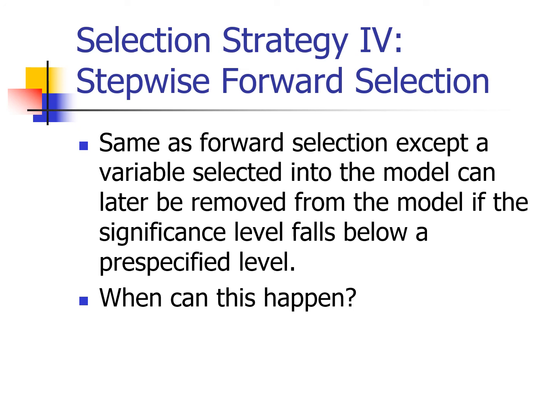And then finally, our step 4, the stepwise forward selection. It works the same as forward selection, except a variable selected into the model can later be removed if its significance level falls below a pre-specified level. When would that happen? We add our first best variable, the variable that's better than any other variable, and that goes into our model.